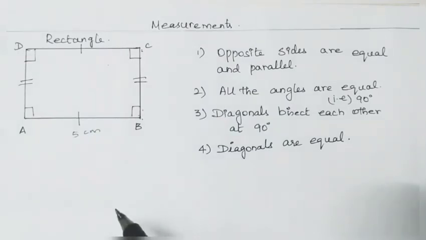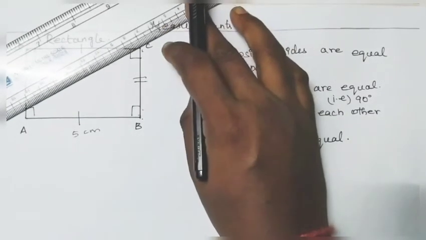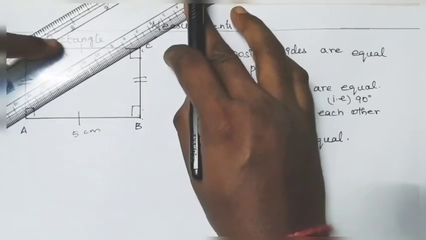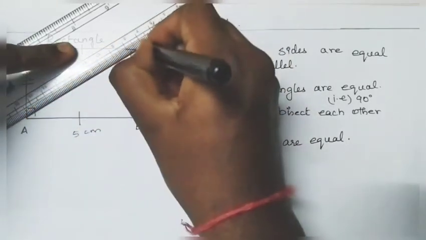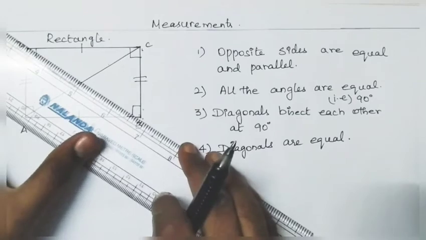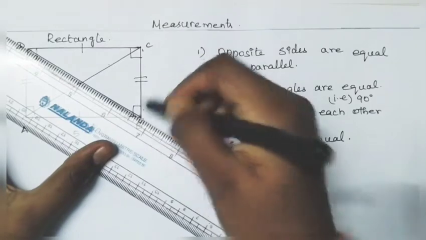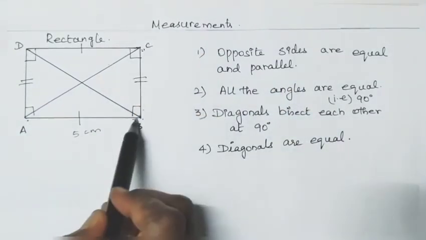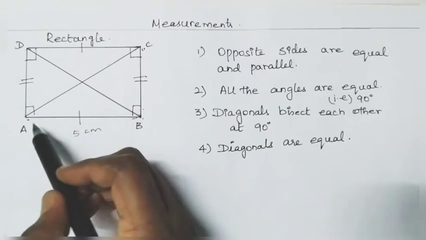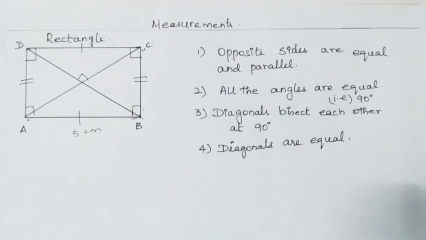And diagonals bisect each other. You know what diagonals are? A line segment joining opposite vertices. Here AC is one of the diagonals and BD is the other diagonal. Both the diagonals are equal. AC is equal to BD and the diagonals bisect each other at 90 degree. Diagonals are equal and also bisect each other at 90 degree. These are all the properties of a rectangle.